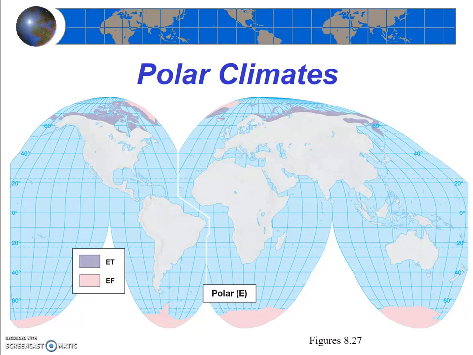In the winter time, the day lengths are very, very short. Combined with the low sun angle, it's going to make for very cold days. And then in the summertime, even though they have very long days, the sun angle is still very low in the sky, resulting in very little insolation. In polar climates, no month has an average temperature greater than 50 degrees Fahrenheit. These are the lowest temperatures in the world.